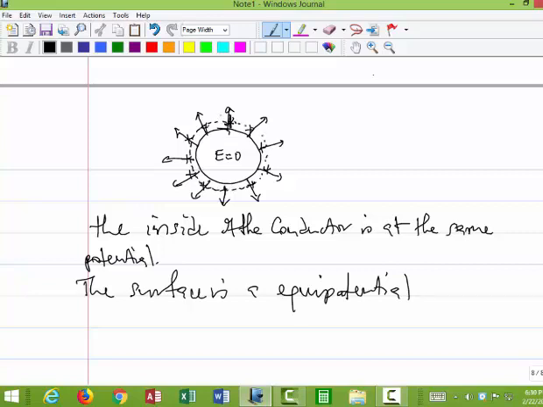And so you can draw another equipotential line like that. It will all look the same. So the surface has equipotential lines. The electric field inside of the sphere is equal to 0 because the whole thing is at the same potential.